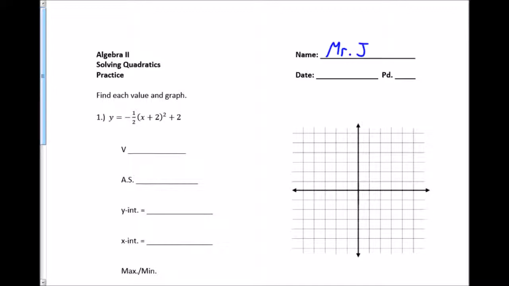If we take a look at this first one, we're asked to find each value and graph, and this one's in vertex form. Remember, vertex form is y equals a times x minus h squared plus k, where (h, k) is our vertex. Because it's x minus h, we always take the opposite of this guy. So right here, my h value is -2. My k value is right here. It's +2. That one we read just as it is.